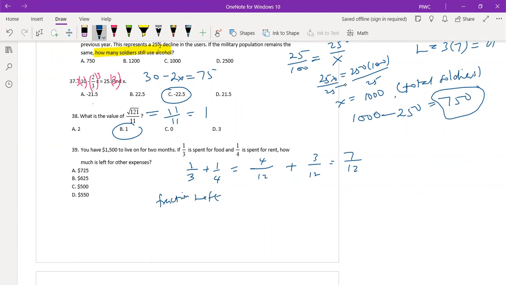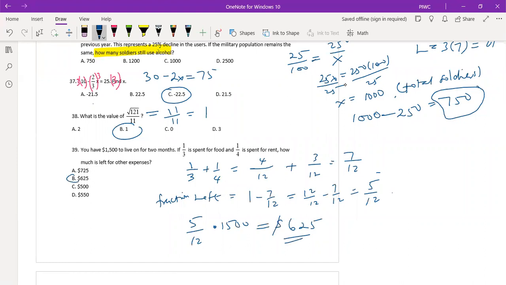So in other words, 7 out of 12 is the part spent on food and rent. So the fraction left, I take it out of 1. That will be 1 minus 7 out of 12, in other words, 12 out of 12 minus 7 out of 12. So I have 5 parts out of 12. This will be the part that is left for other things. So what is the amount? 5/12 of the 1,500, 5 over 12 times 1,500. That will give you the amount of money. If you work this out, you have $625.